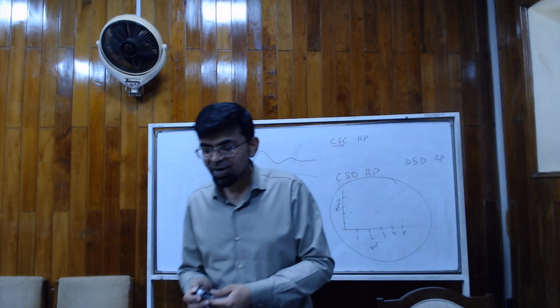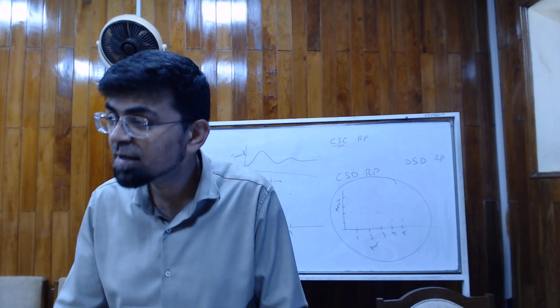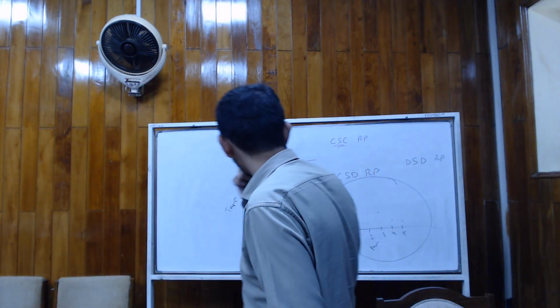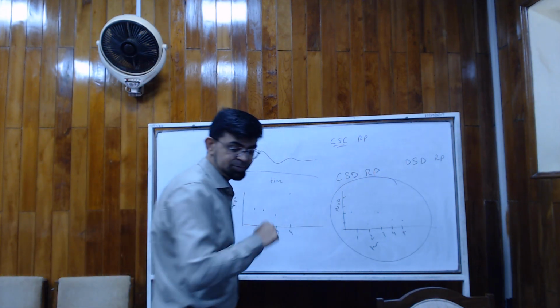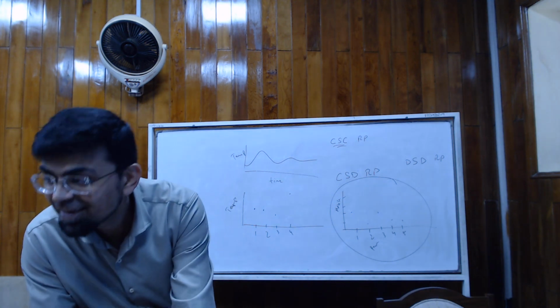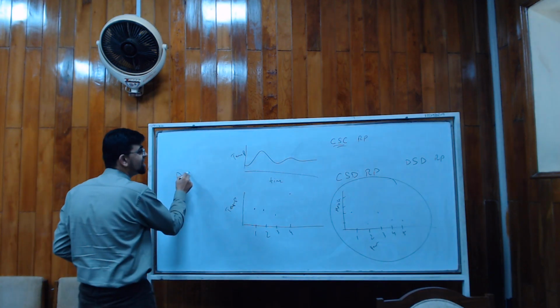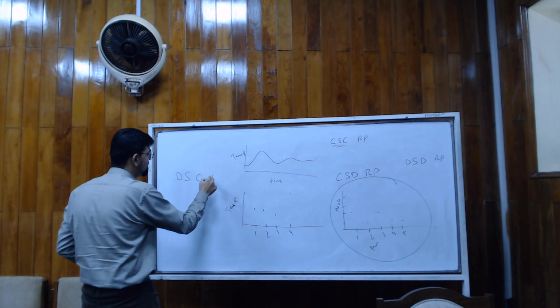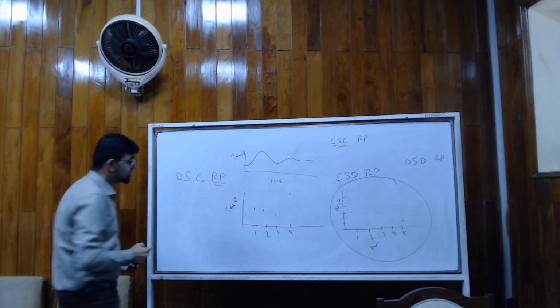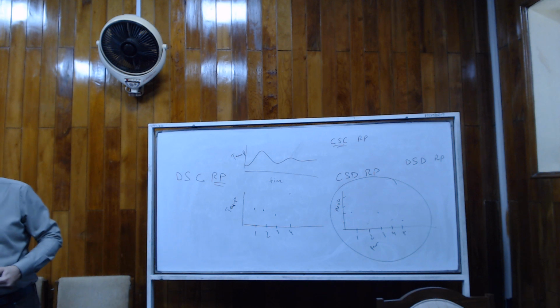The fourth one is interesting. What would that be? Discrete state, continuous random process. Can someone create an example and show me? So what does that mean now?